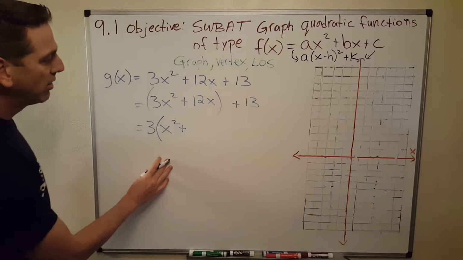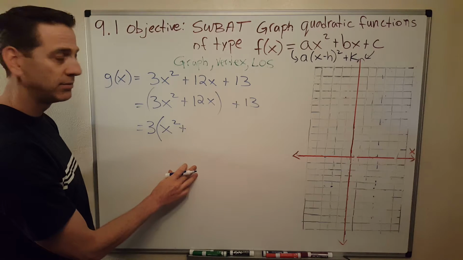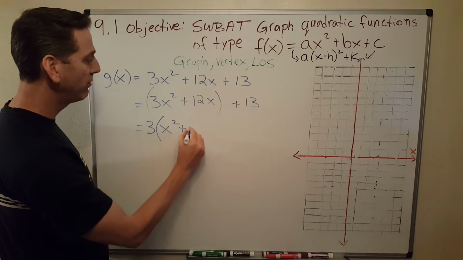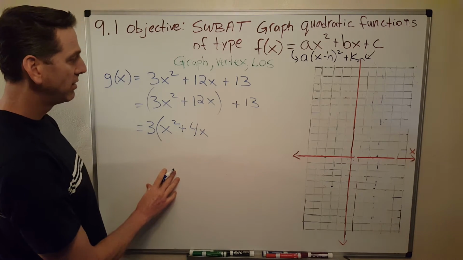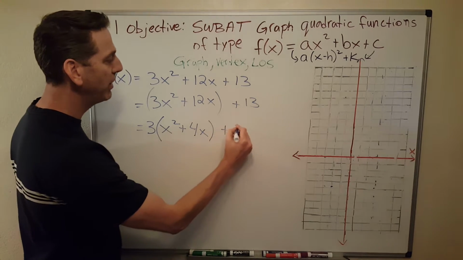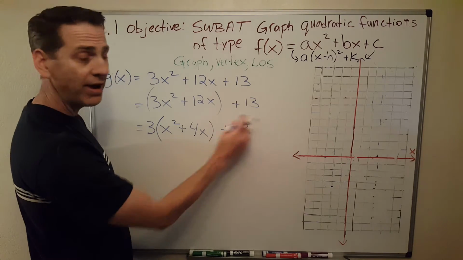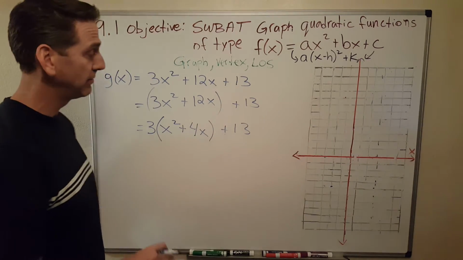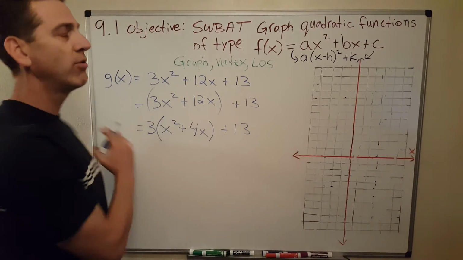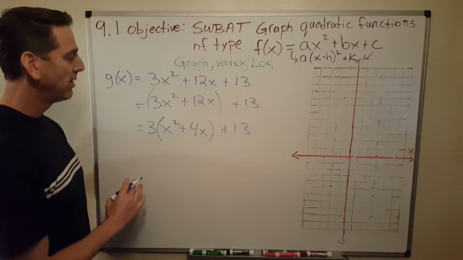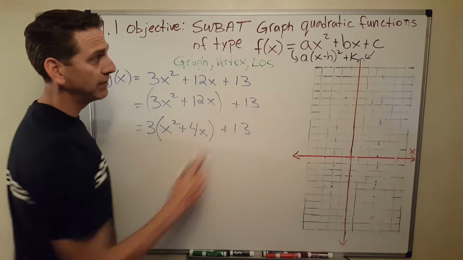plus, okay, so 3 times what gives me 12x? Well, 3 times 4 is 12, but I need that x right there, correct? So I factored out that 3, but I did not factor it out of this part. This 13 was not affected because it's outside the parentheses. So whenever you have a greater than 1, you need to factor it out. And that number right there is going to form that a on the outside of the parentheses.